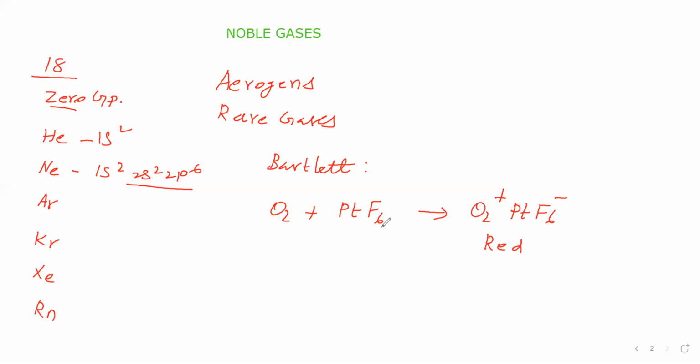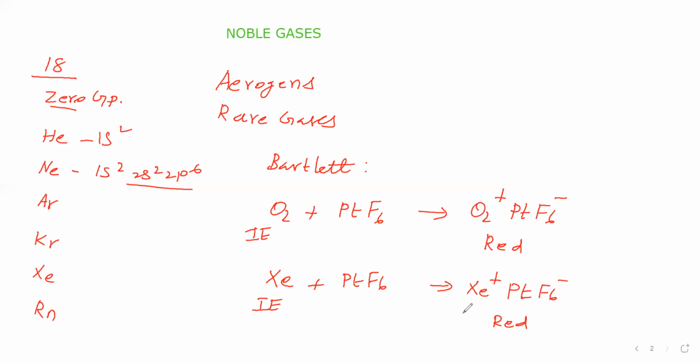After completion of this reaction, he got an idea. He considered xenon. Xenon ionization energy and O2 ionization energy are equal. Therefore, when oxygen is involved in a chemical reaction, why not xenon? Then he tried the reaction. Instead of oxygen, he took xenon and PtF6. He conducted the experiment and got a compound. The color of this compound is also red.